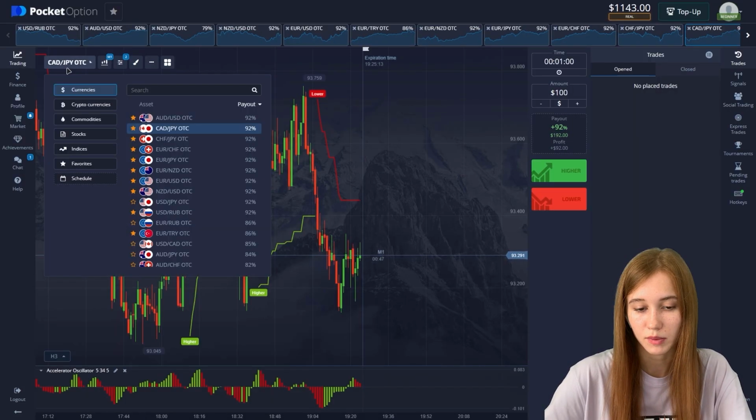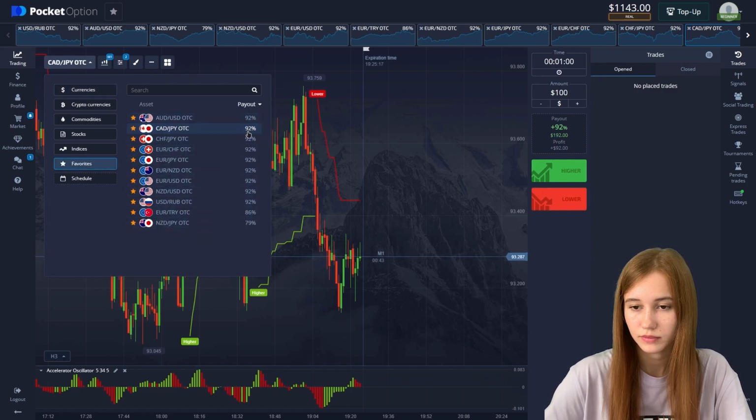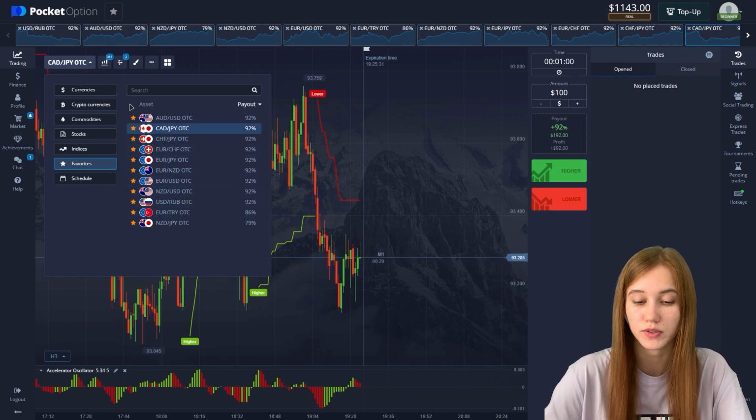Also, on the right of the currency pair you see the interest payment amounts, you see, for example, 86%. This means if we open at $100, the profit will be $86. My advice to you is to choose currency pairs with a payout percentage above 70%.